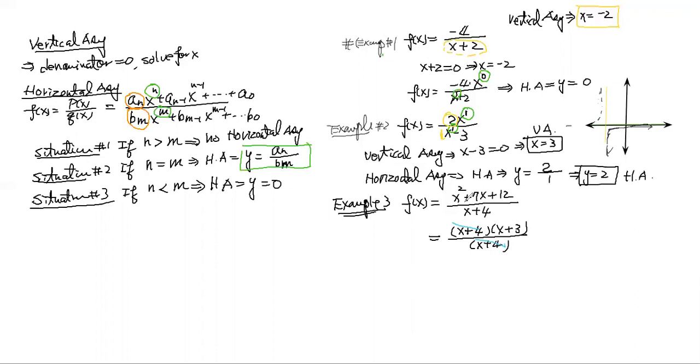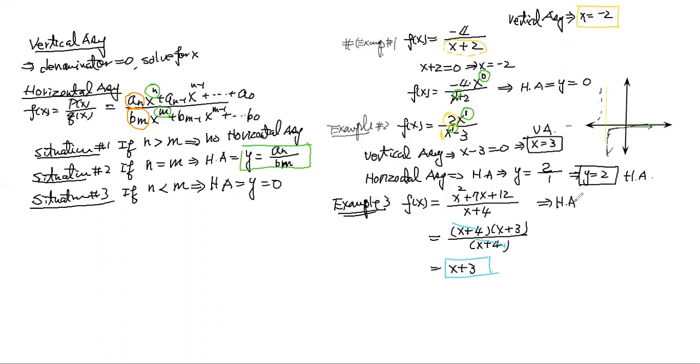Okay, so in here, after you cancel it, this is x plus 3. But this x plus 3 is after you cancel here, right? Okay, so now let's take a look at the horizontal asymptotes here.